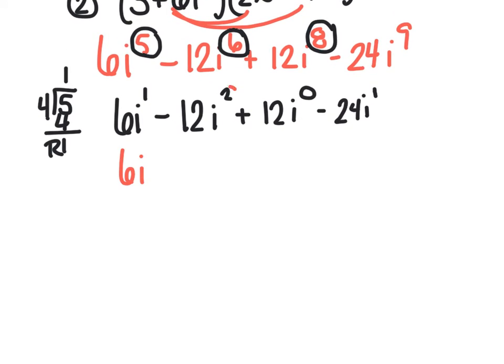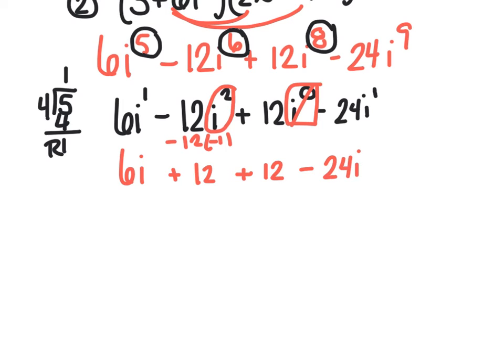This is just a 6i. Here, i squared turns into negative 1, so that's really negative 12 times negative 1, which gets me a positive 12. Anybody to the 0 is the number 1, so that's really 12 times 1, which is just 12. And i to the first is just i, so minus 24i. Again, like terms, 6 minus 24 is negative 18i, and 12 plus 12 is 24.